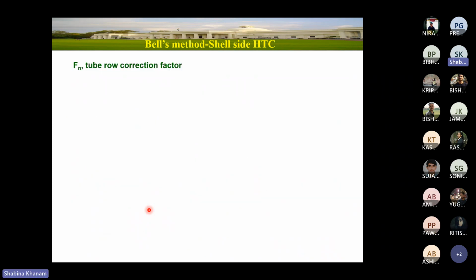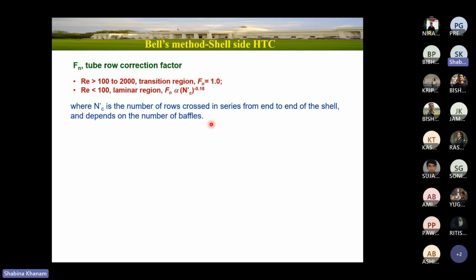Okay, so that is for Reynolds number more than 2000. If Reynolds number is between 100 and 2000, we have the transition zone where Fn should be 1 only. For Reynolds number less than 1, we have the laminar zone in which Fn is a function. Fn is proportional to Nc prime to the power minus 0.18, and Nc is the number of rows crossed in series from end to end of the shell and depends on the number of baffles.